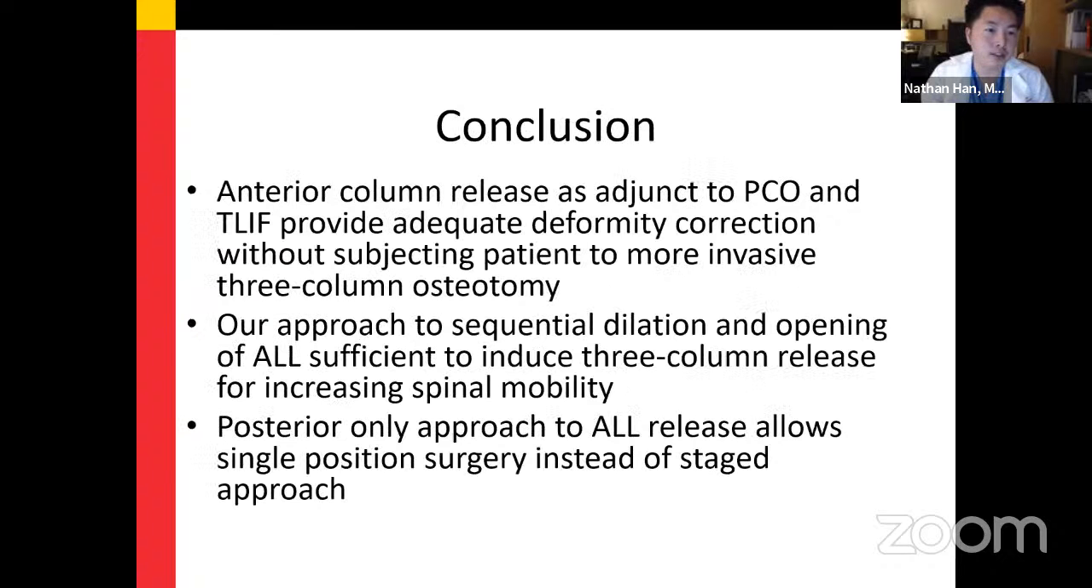But as Dr. Sansur mentioned, the anterior column release through this posterior approach to the ALL release can provide adequate deformity correction without subjecting the patient to a more invasive 3-column osteotomy. And our approach to the sequential dilation and opening of the ALL with the blunt dilator was sufficient to induce this 3-column release for increased spinal mobility to allow a greater lordotic correction at that level. And the posterior-only approach allows a single position surgery instead of a staged approach, limiting operative time and blood loss and other neurologic complications that could occur with other approaches.